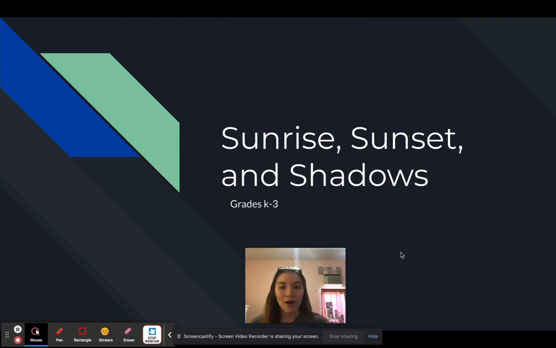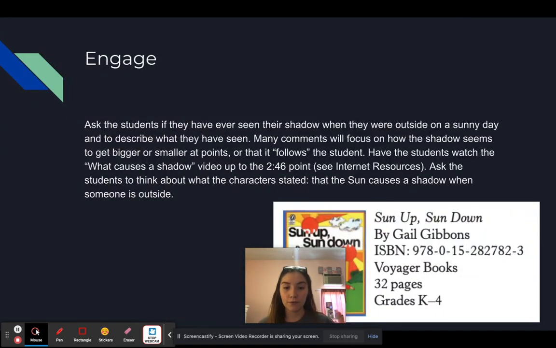Hi. The trade book that I chose was on the topic sunrise, sunset, and shadows. The grade levels for this trade book are kindergarten through third grade. So, starting with the first of the five E's, engage.